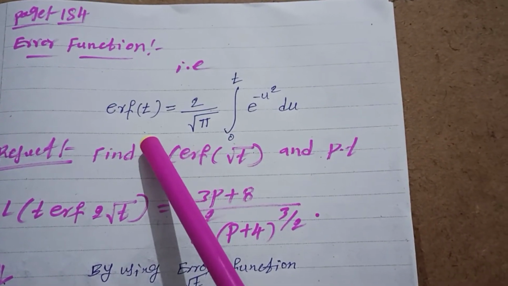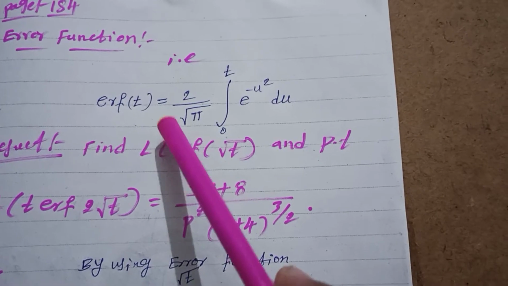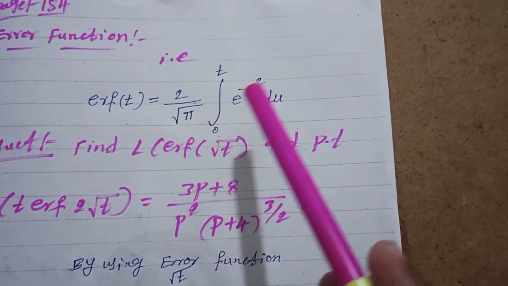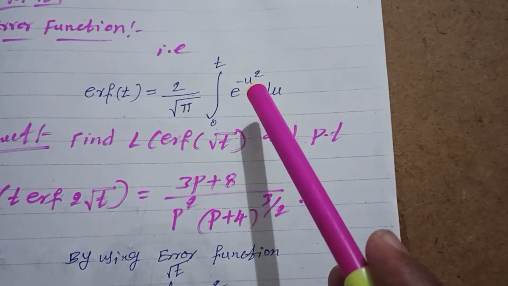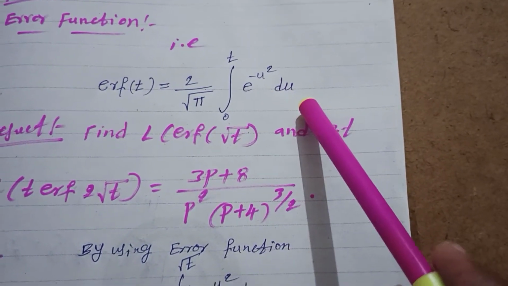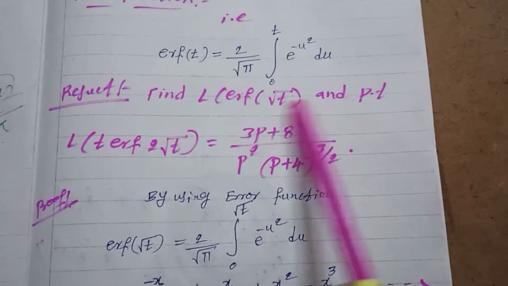This is the error function. Error function of t is equal to 2 by square root of pi, integral 0 to t, e power minus u square du. Here we have to prove this.